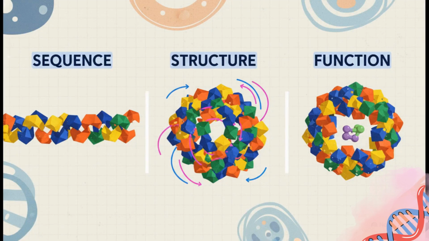The specific order that you snap those 20 types of amino acid bricks together, that linear sequence, dictates everything. It tells the protein exactly how it's going to fold up into this complex, unique, three-dimensional shape. And it's that final folded shape that gives the protein its very specific job in the cell.